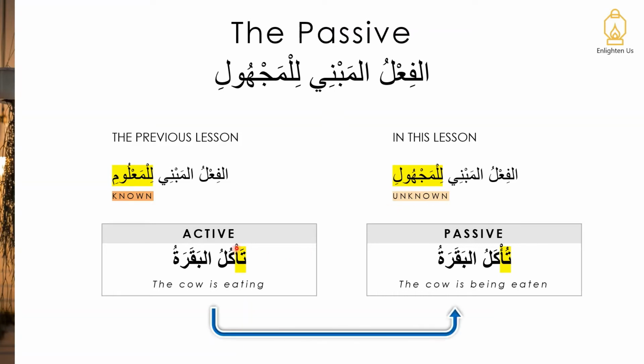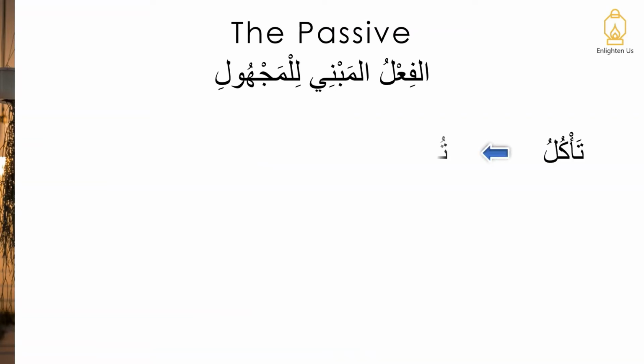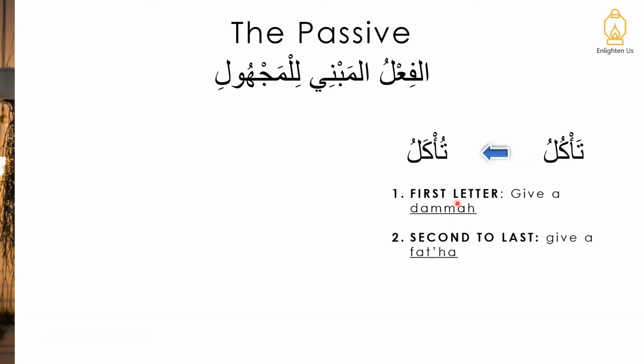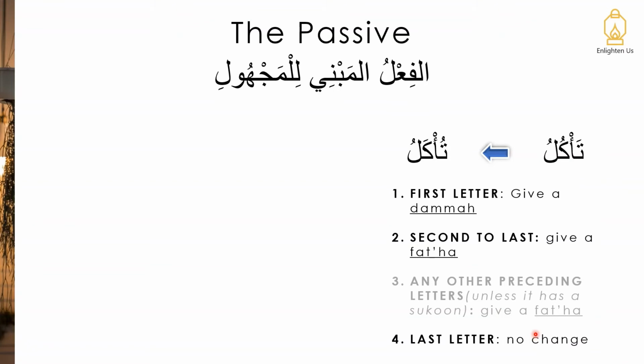But how do we move from the active to the passive? Well, let's have a look at the breakdown of the process. So as you can see, we've gone from تأكل to تؤكل. Well, in terms of the process, first things first, give the first letter a dhamma. Give the second to last letter a fatha. Any other preceding letters, so any other letters before the second to last letter, unless they have a sukoon, also get a fatha. And the last letter, there's no change.